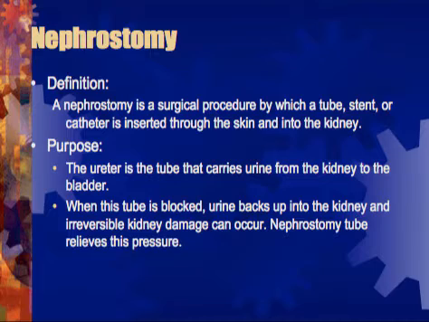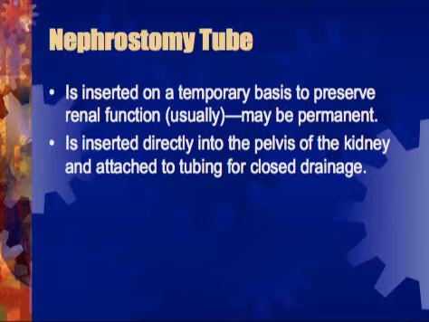When this tube is blocked, urine backs up into the kidney and irreversible kidney damage can occur. So usually with a nephrostomy tube, and I have some pictures coming up, we'll see the urine diverted into a small bag that comes out posteriorly. It's on the patient's back, the lower back. This is a sterile procedure, and we have a couple more slides related to this, so we'll talk about it.